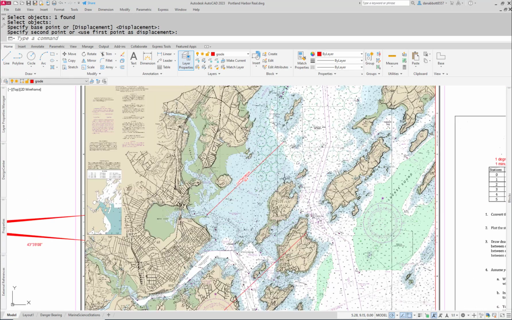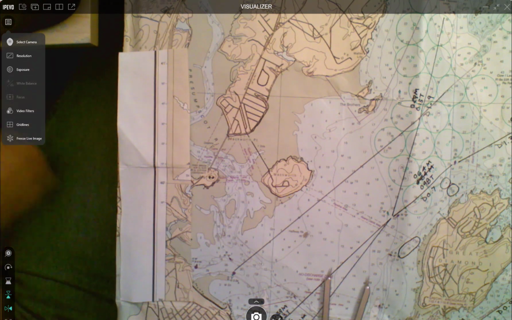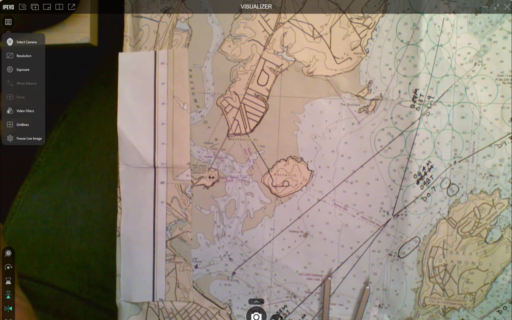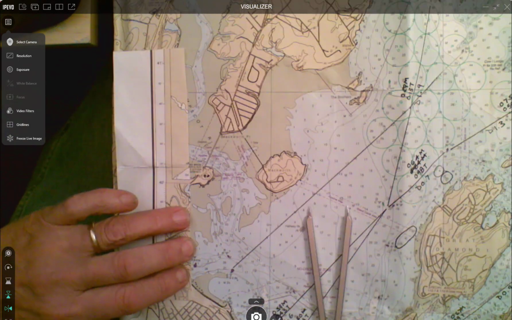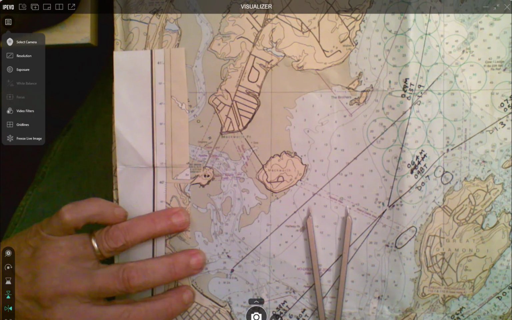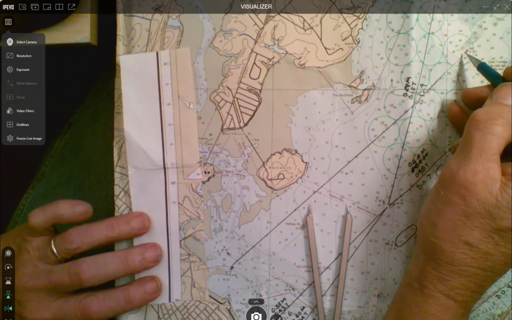Maybe I'll do a little quick demo by hand on this. So I set up the same thing. I cut up an old chart. This is a chart that I used to use before I started laying them out in AutoCAD. And this is the situation. You've got a set of dividers. There's my set of dividers. I've got a line that goes from this buoy to that buoy. Same line. I got my scale right here.